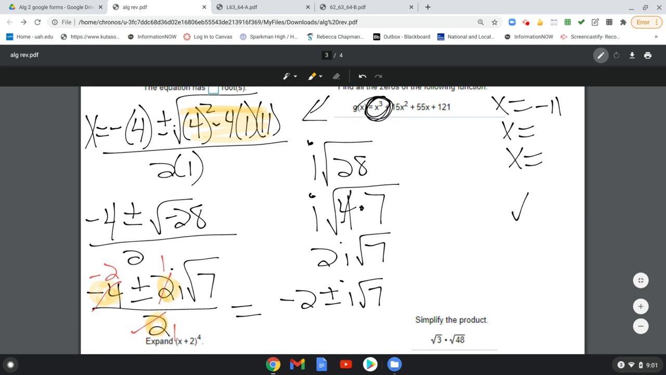So my final two answers, which will be imaginary because I needed 3 answers total, would be x equals negative 2 plus i square root of 7 and x equals negative 2 minus i square root of 7. So that should get us through the biggest chunk.